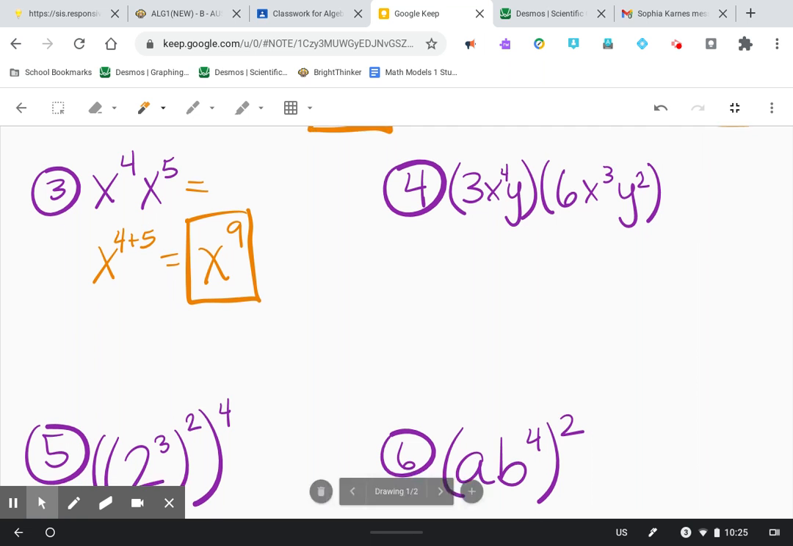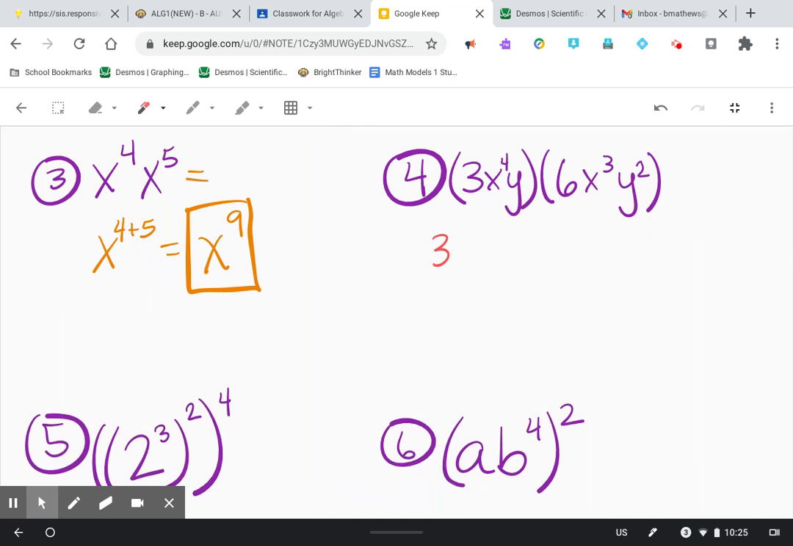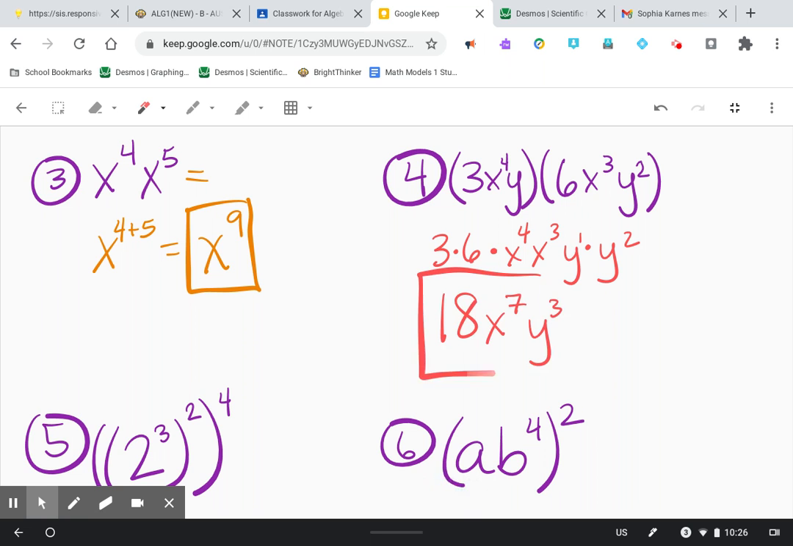Number 4 is just again adding more complexity, but don't let this throw you off. You still are going to multiply things that are alike. So we're going to put the 3 and 6 together. I'm going to put my x's together. I'm going to put my y's together. So I've organized this again, and when I do that, I get 18. This becomes x to the 7th because 4 plus 3 is 7. And this becomes y to the 3rd because y to the 1st, there's an imaginary 1 there, and y squared gives us y to the 3rd.